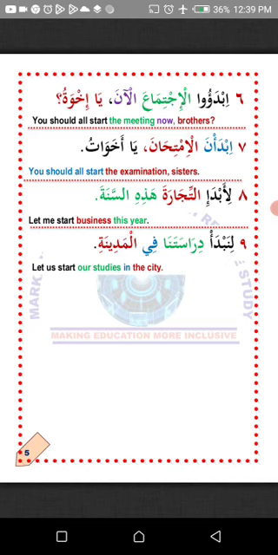Number nine: لنبدأ دراستنا في المدينة. لنبدأ دراستنا, let us start our studies. في المدينة, in the city. Remember, al-Medina means city, just like the word al-Qarya means village. لعلك فهمت? I hope you understand. ما شاء الله.